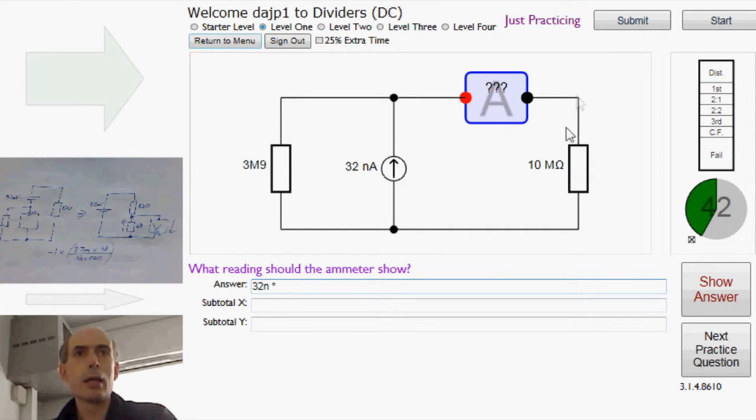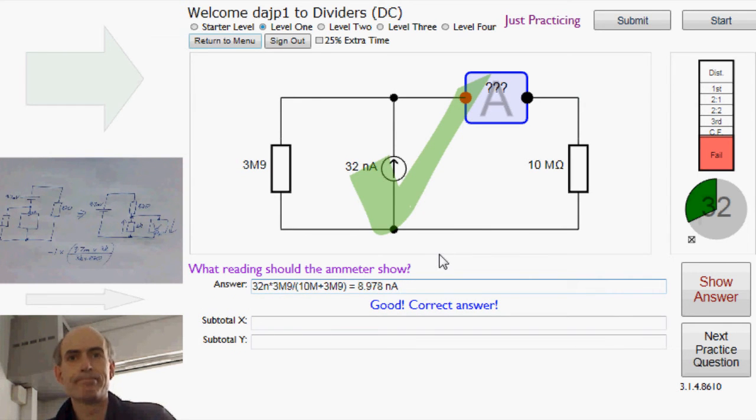times the other resistor, not the one you want to know what the current is, divided by the total resistance, 10 megs plus 3 meg 9. And that's the standard formula for the current that would flow through the 10 meg resistor, the current that doesn't flow through the 3 meg 9 resistor. More straightforward. Okay, I think that's about enough for level 1.